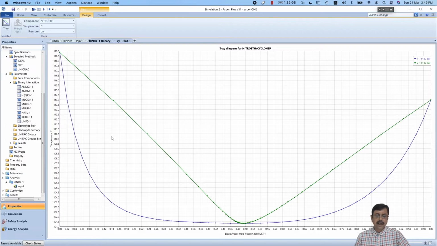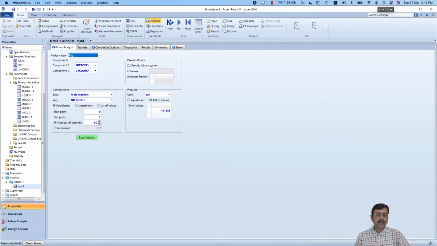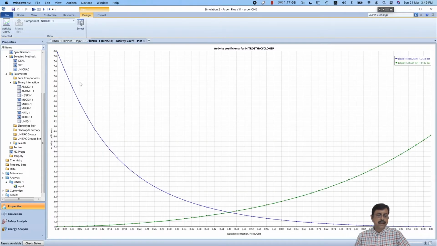And yes, now the TXY diagram is different from the ideal property diagram. That means now the inertial method has calculated it properly. Anyway, let us not bother about the TXY diagram. We go to the activity coefficient diagram and we find activity coefficients changing with the mole fraction of nitroethane. And that's what is expected. For the inertial property method, this kind of graph is expected.